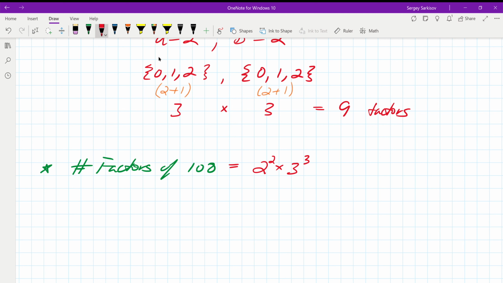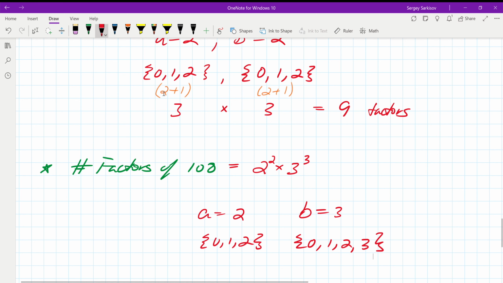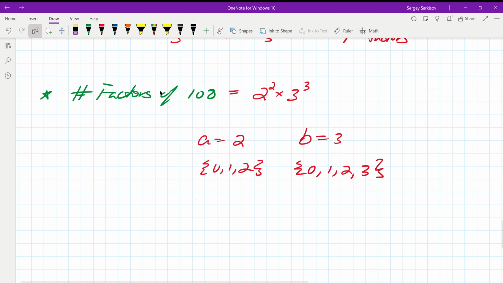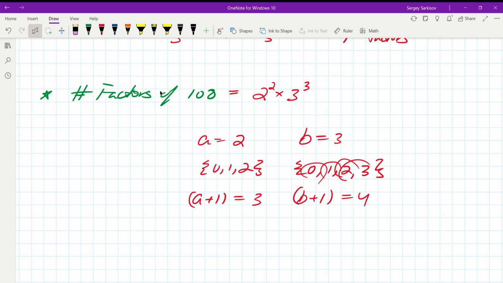And so what we do is we say, you know what? The number factors, okay, A is a 2, right? And you have numbers 0, 1, 2. B is a 3, powers 3 there, okay? 0, 1, 2, 3. And you see there's 3 here and 4 there, because A plus 1 is actually 3. B plus 1, that's because we have 4 possibilities. This one, that one. And then we have 3 times 4 is 12, and we had 12 factors.